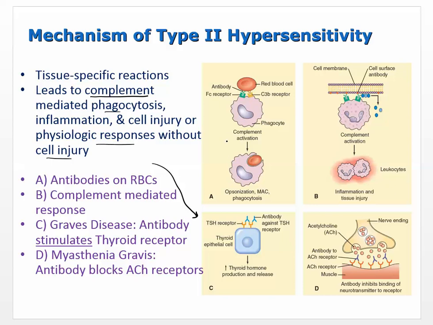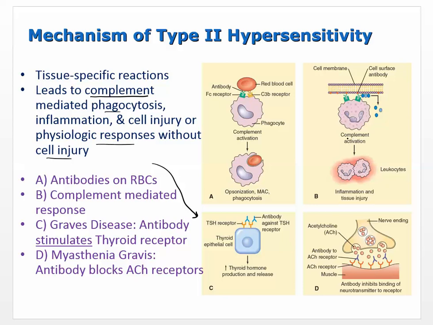If we look at this first one, it's our antibodies that show up on red blood cells. The antibodies show up on red blood cells, and they're going to trigger some kind of reaction. That's going to trigger the immune response.